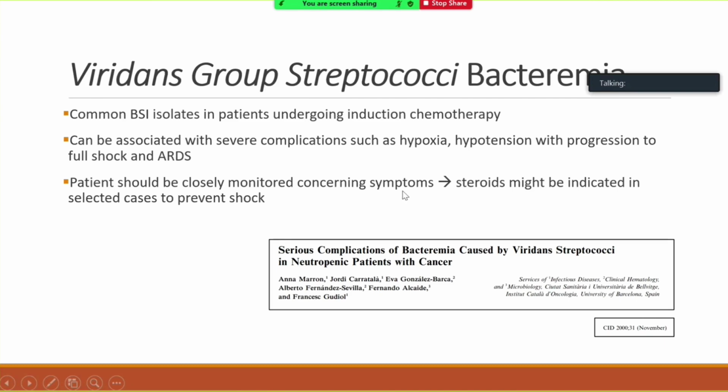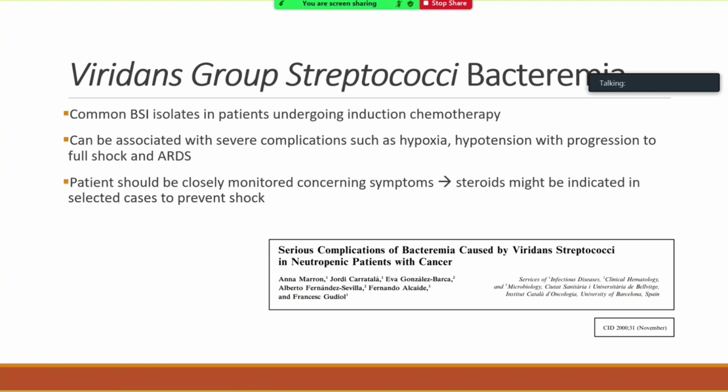This is just one slide on the importance of viridans group Streptococci bacteremia. Again, something very common that we see here at Moffitt. It can be associated with severe complications such as hypoxia, hypotension, with progression to full shock and ARDS. This typically happens due to capillary leak syndrome in the lungs that is originated by the robust inflammatory response that can happen with a viridans group strep bacteremia. So again, pay attention to these patients.